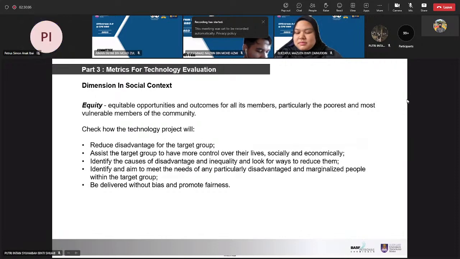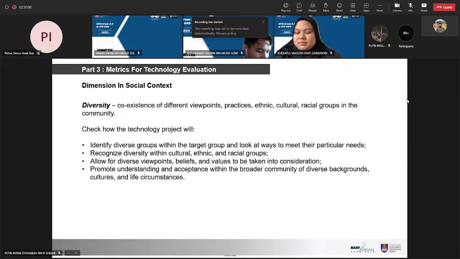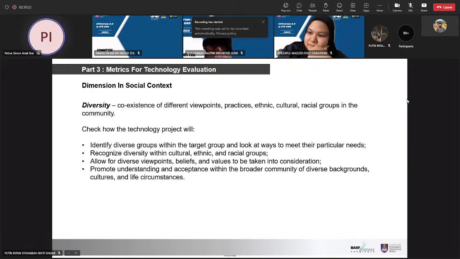Okay, next. And also diversity. Diversity here refers to the coexistence of different points of view, practices, and ethnic, cultural, and racial groups in the community. So in this case, you need to mention how the technology project will impact the diverse groups within the target group and how it looks after their particular needs.